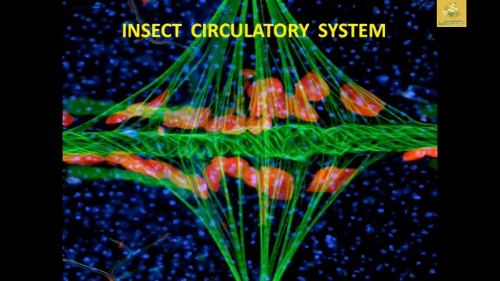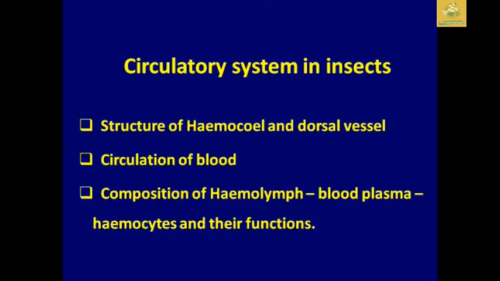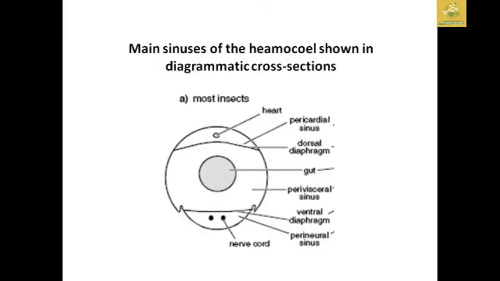In this video, we are going to see the fundamentals of entomology. I am going to cover the insect circulatory system. In a small intro about the circulatory system, we will look at the structure of the hemocytes, the dorsal vessels, the circulation of blood, and the composition of hemolymph, which is the blood plasma and the hemocytes, and their functions. We are going to see the main parts shown in the diagrammatic cross section of the insect.